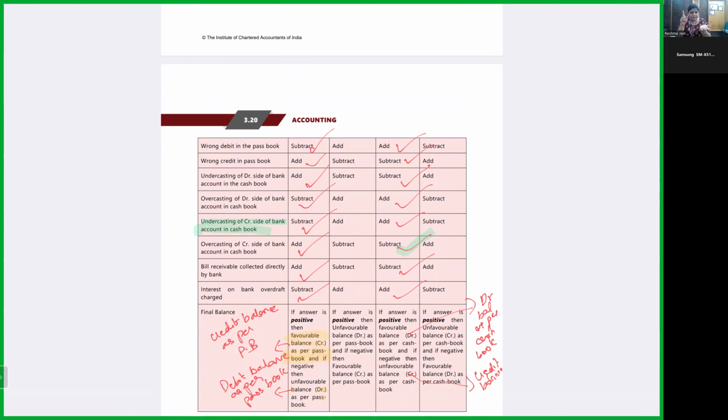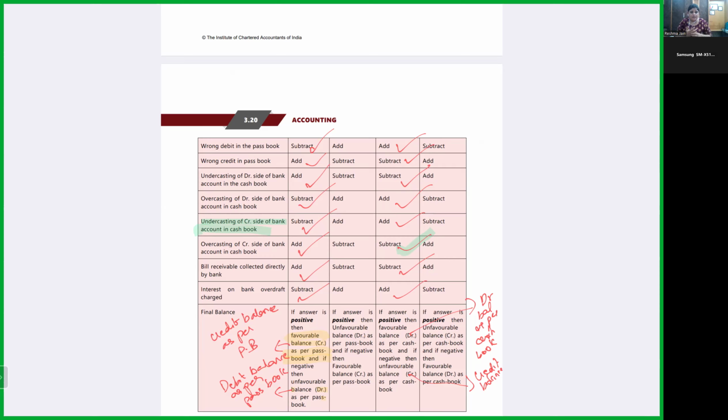Under casting of debit side of bank account in the cash book. Under casting of receipt side of bank account, my receipt side is less. I should have received more, but I have received less. My passbook is more. Receipt I'm showing less in the cash book, but my passbook is correct. So I have to add it back.